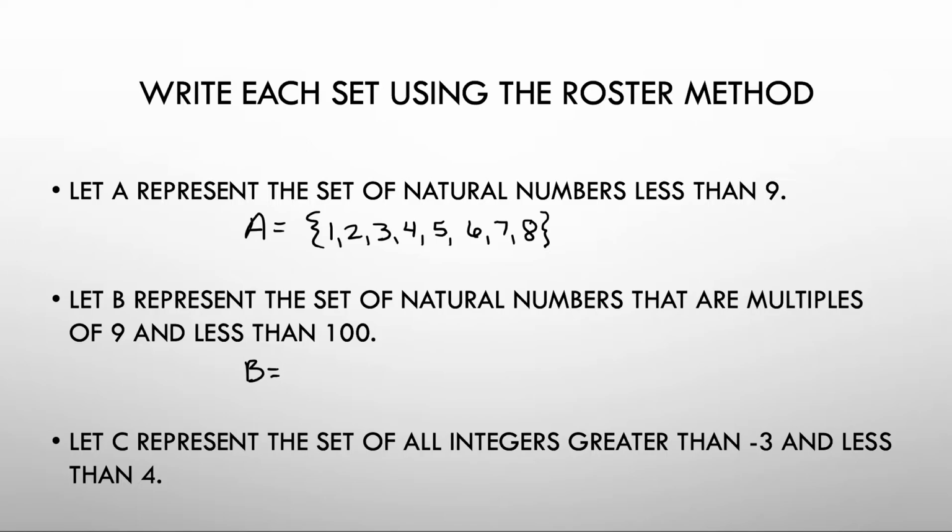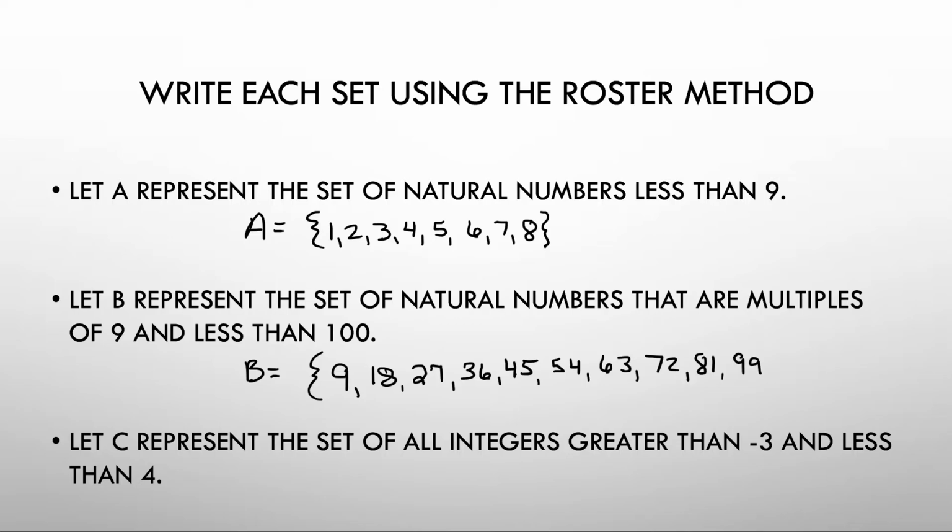Our second example says we want B to represent the set of natural numbers that are multiples of 9 and less than 100. So think about your multiples of 9. We would have 9. 9 times 2 is 18. 9 times 3 is 27. 9 times 4 is 36. 9 times 5 is 45. Then we would have 54, 63, 72, 81, and 99. Let's see, we skipped 90. So let's go back and put that one in. So we'd have 90 and 99. And so at that point, we would have all the multiples of 9 that are less than 100.